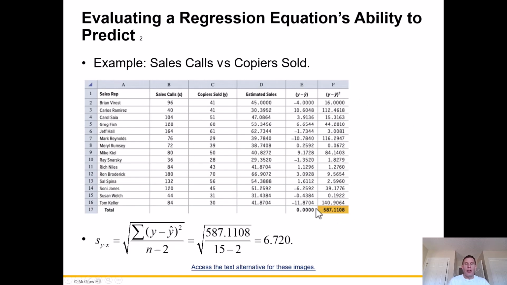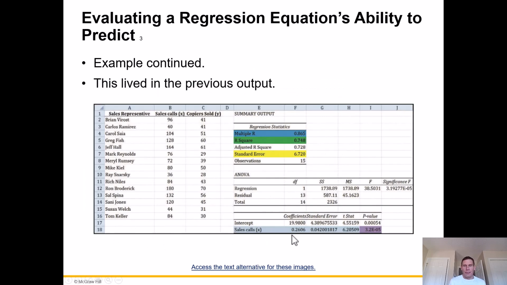As you can see here, if I plugged in my numbers, what do I get? I've got my standard error here, 587. Plugging it back in, 8 over 15 minus 2, that's the sample size minus 2. That's speaking to degrees of freedom. And I got 6.720. So that's actually not too bad. You can see here, just so you know it's there as well, this is actually on one of the previous slides I showed you, but I'll show you again real quick. The standard error is 6.720.